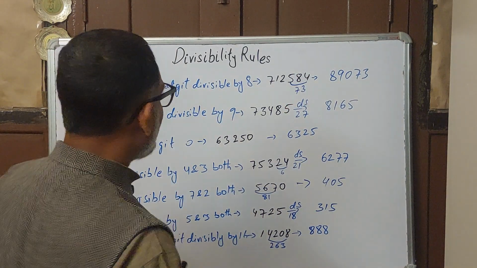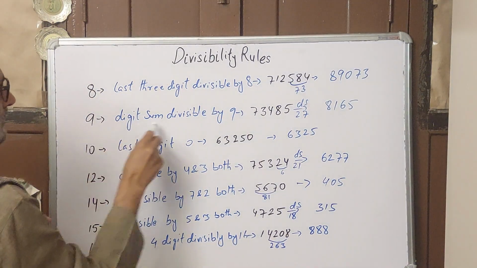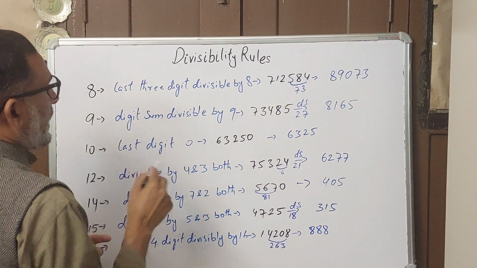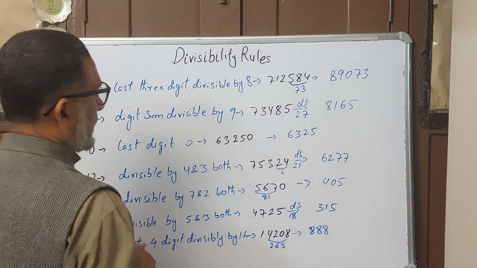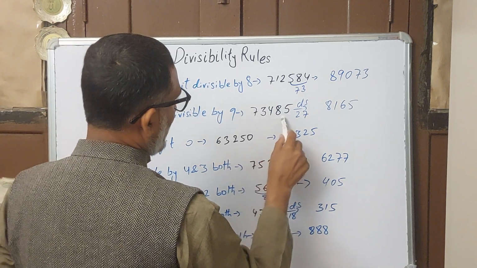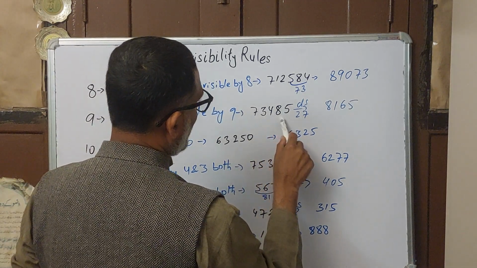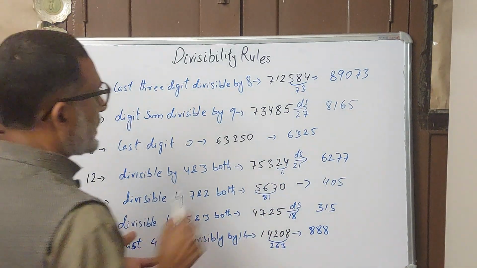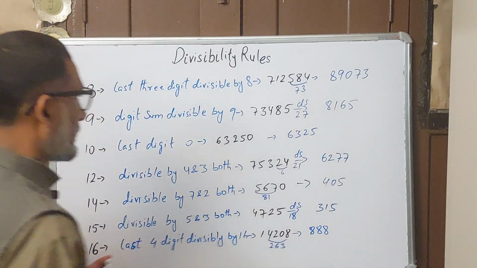Let us check another number, which is 9. For 9, what is the rule? Digit sum divisible by 9. If you find the digit sum and it is not divisible by 9, that means the number is not divisible by 9. So here we find the digit sum. If you add 7 plus 3 is 10, 10 plus 4 is 14, 14 plus 8 is 22, 22 plus 5 is 27. The digit sum is 27, 9 3s are 27, that means this number is divisible by 9. And this is what you will get: 8165.